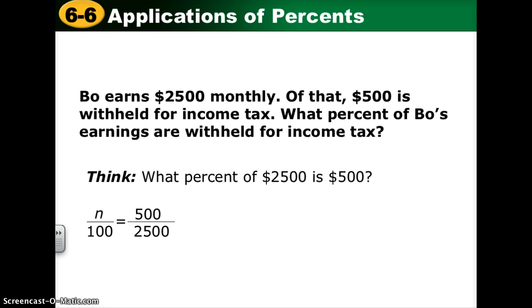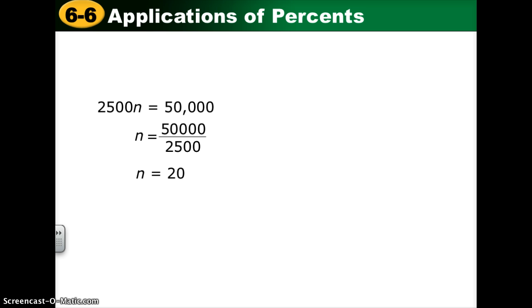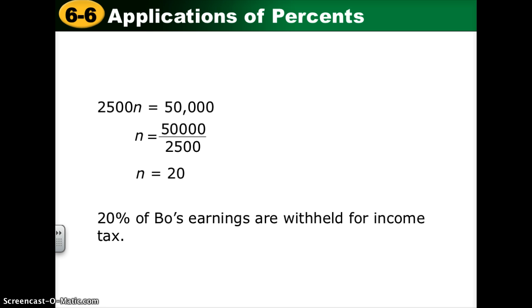So as a proportion, that's n over 100 equals 500 over 2,500. Cross multiply and divide, and we get n equals 20. So that represents 20% of Bo's earnings that are withheld for income tax.